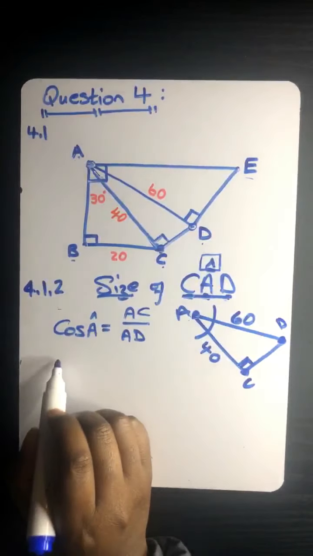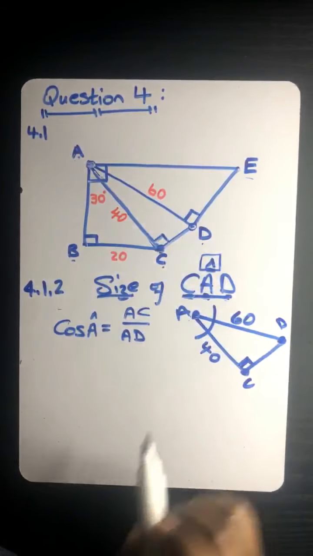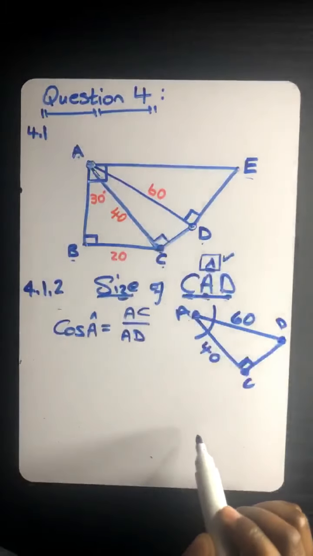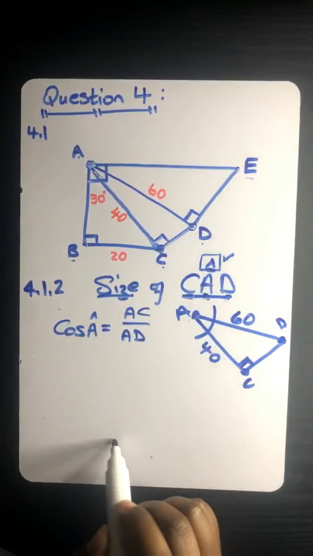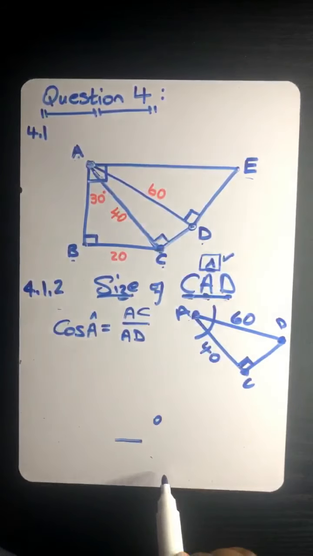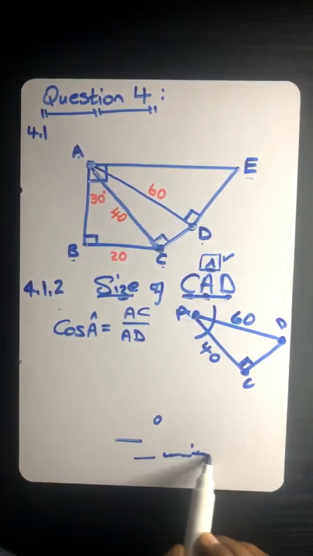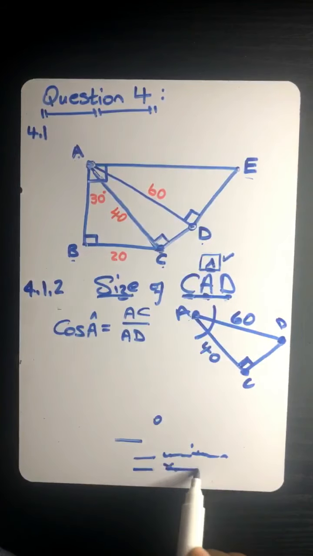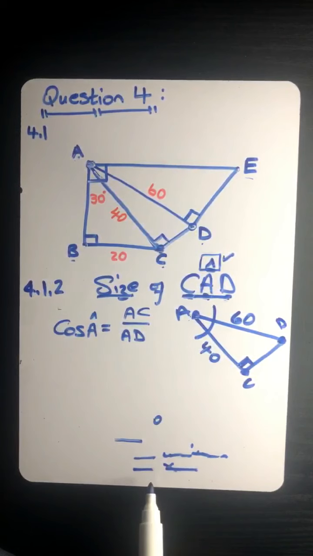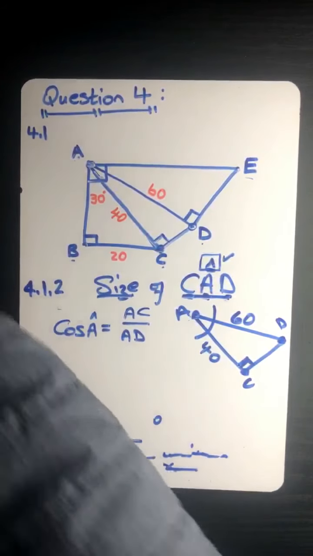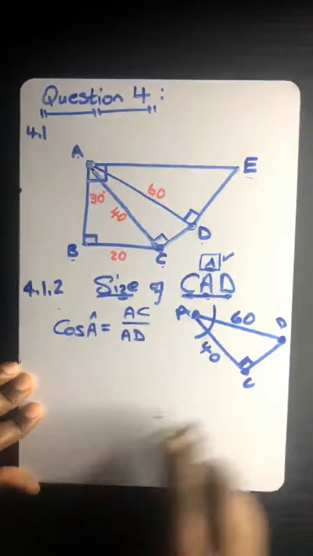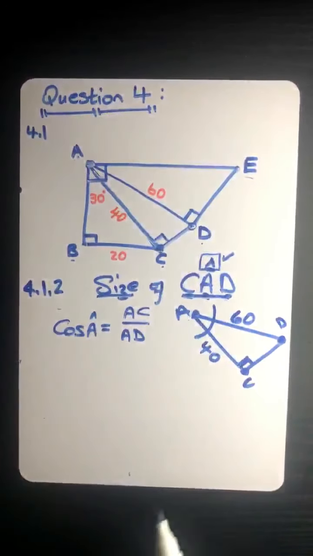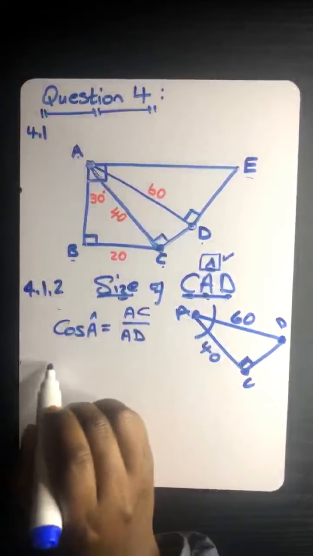So now, let's substitute. But remember, we are calculating for an angle, which means in the end you must have an answer in degrees. The moment you have an answer which doesn't have a unit, just know that you are wrong. Ladies and gentlemen, make sure that you fully understand the cream of the question. The cream of the question tells you exactly what you must provide as part of your final answer.